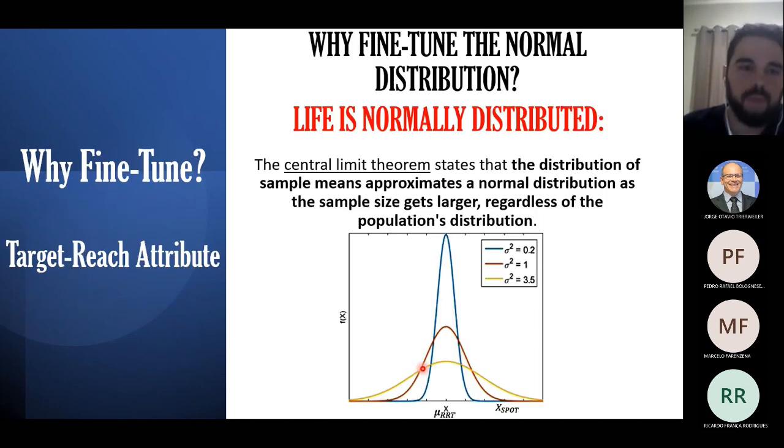So why fine-tune the target-rich attributes, okay? So why do we fine-tune the normal distribution, and why do we choose to fine-tune it? I think that this is the most important question. Because life is normally distributed, okay? The central limit theorem states that the distribution of sample means approximates a normal distribution as the sample size gets larger, regardless of the population's distribution. So everything in life is normal distribution in all areas.